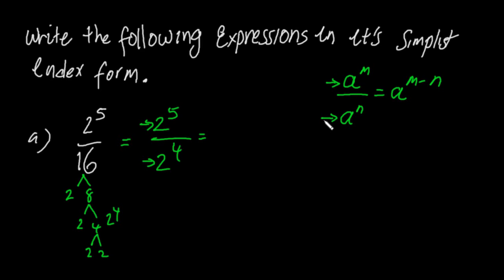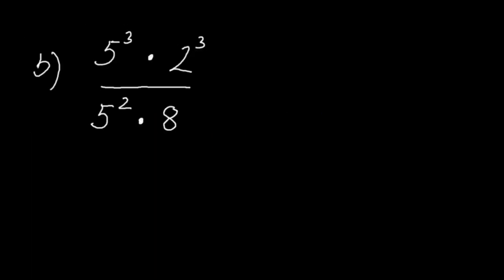And so what we would have here is 2 to the 5 minus 4 equals 2 to the 1. And that was pretty straightforward. So let's move on to our second question. Alright, so we have our second question here. Hopefully this question is a bit more challenging.